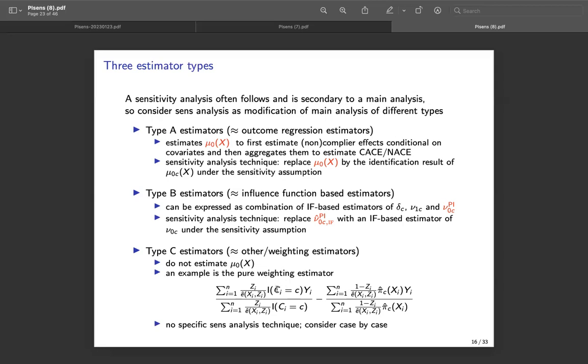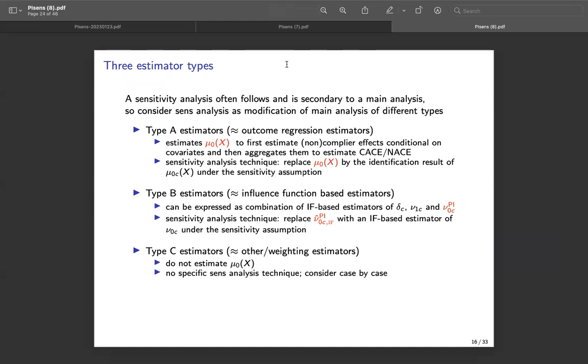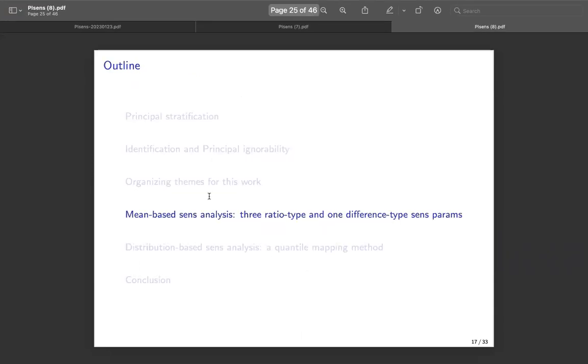Here for this type, we do not have a specific sensitivity analysis technique, and we'll just have to consider case by case. So that's it. That's the second theme, 3 estimator types. Okay, now we are ready to talk about the sensitivity analysis that we have developed. So let's start first with the mean-based approach.